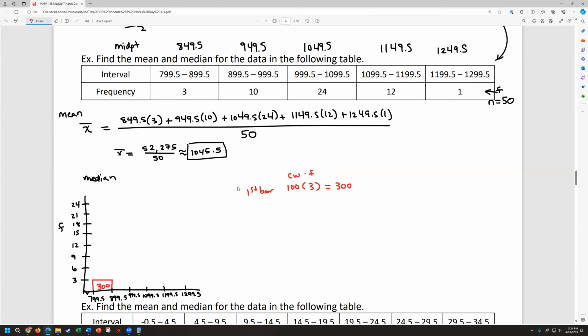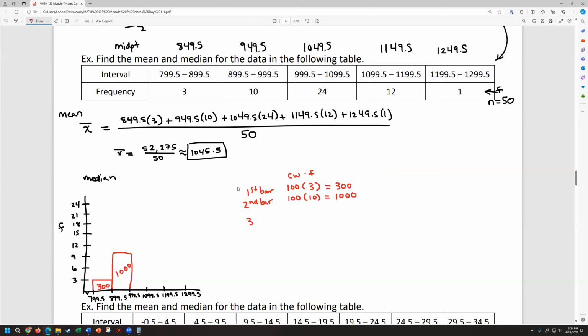So that's a 300. And then for the 899.5 to 995.5, those two, I have to go up to 10. So just a little bit above my 9. That would be the second bar. 100 is still the class width, but this time the frequency was a 10. So that's going to have a total area of 1,000.